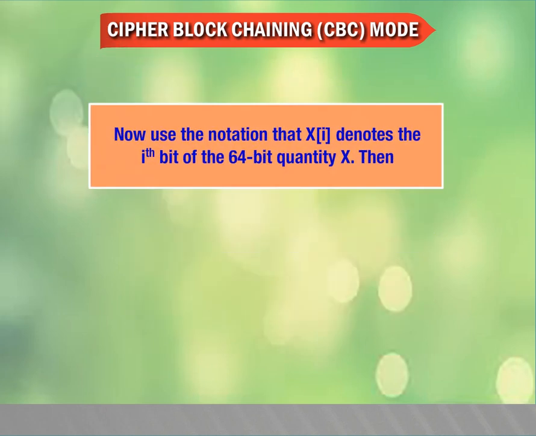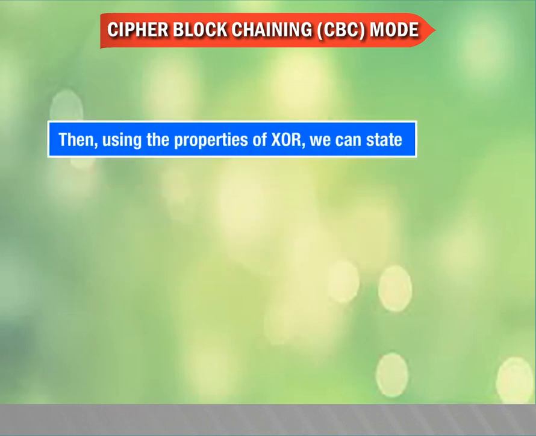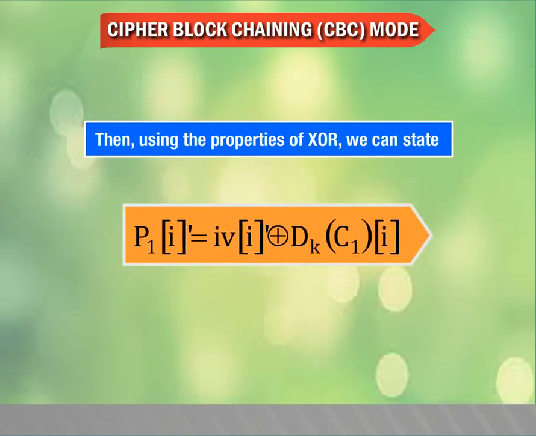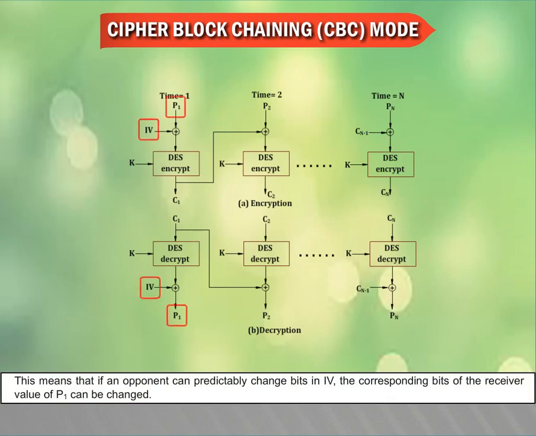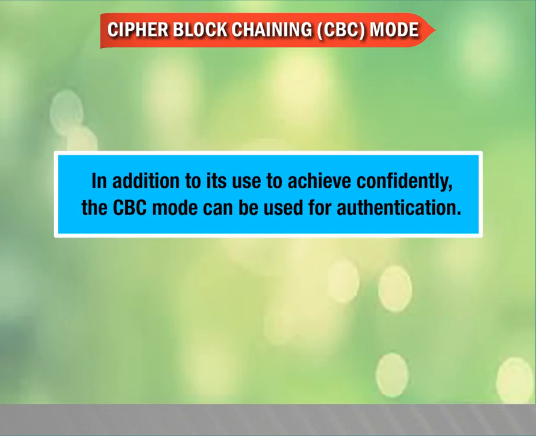Now use the notation that X(i) denotes the ith bit of the 64-bit quantity X. Then P1(i) is equal to IV(i) XOR Dk of C1(i). Then using the properties of XOR, we can state P1(i)' is equal to IV(i)' XOR Dk of C1(i). This means that if an opponent can predictably change bits in IV, the corresponding bits of the receiver's value of P1 can be changed. It is an appropriate mode for encrypting messages of length greater than 63 bits. In addition to its use to achieve confidentiality, the CBC mode can be used for authentication.